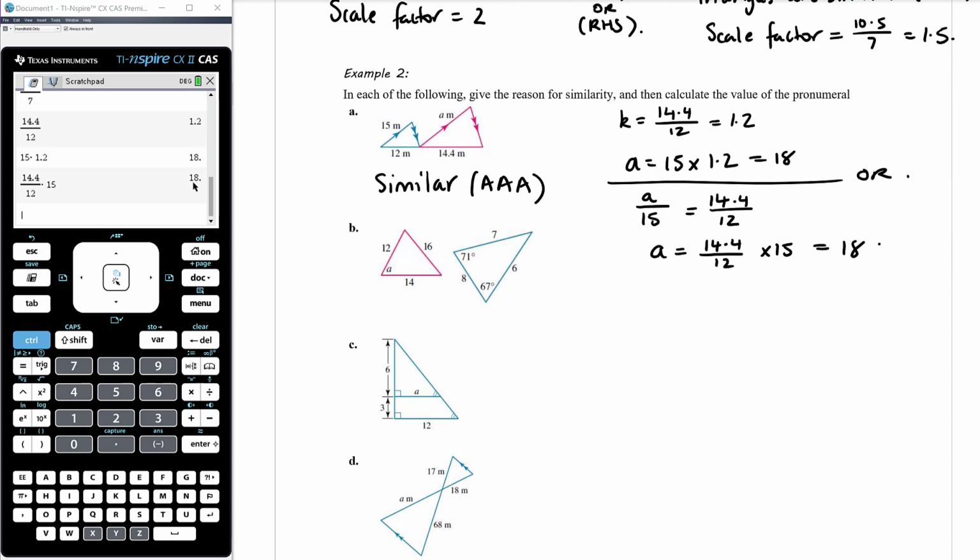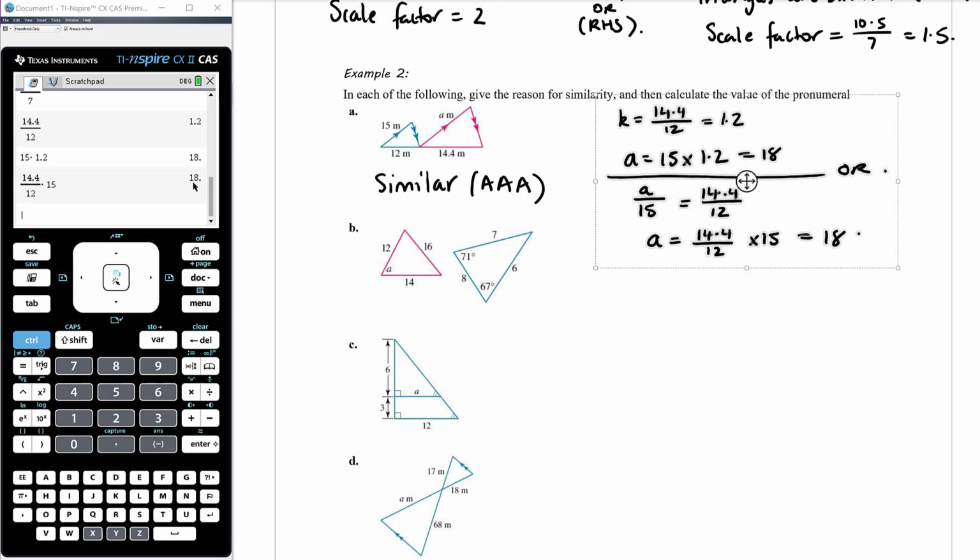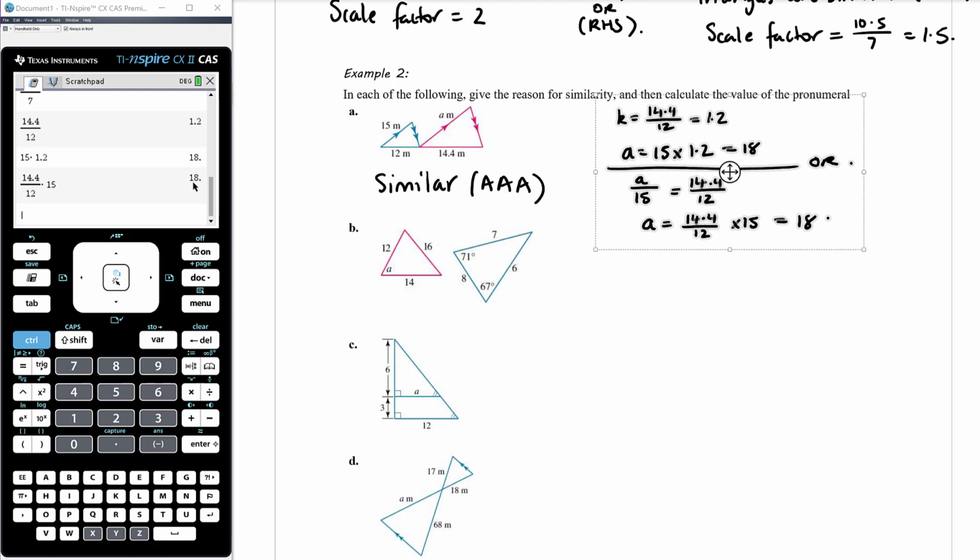I'm just going to shrink that working down because it's, sorry, I might need a new battery in my pen. A bit smaller so that we've got a bit more room here.